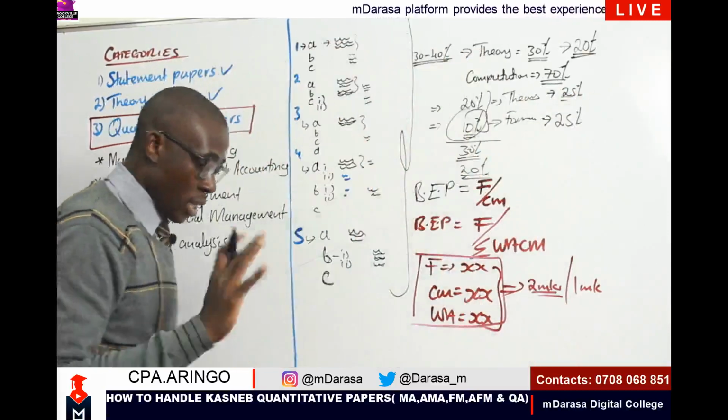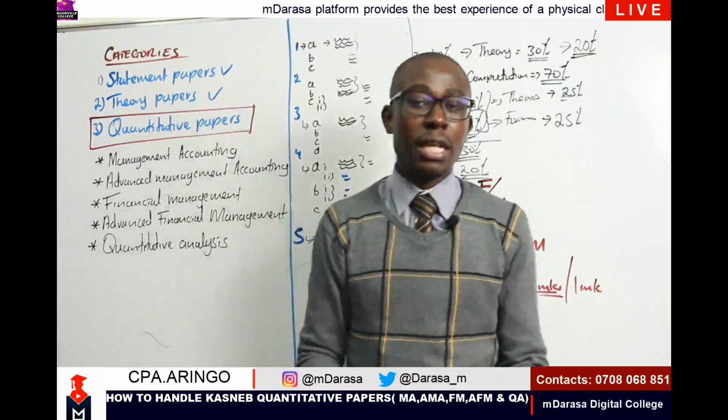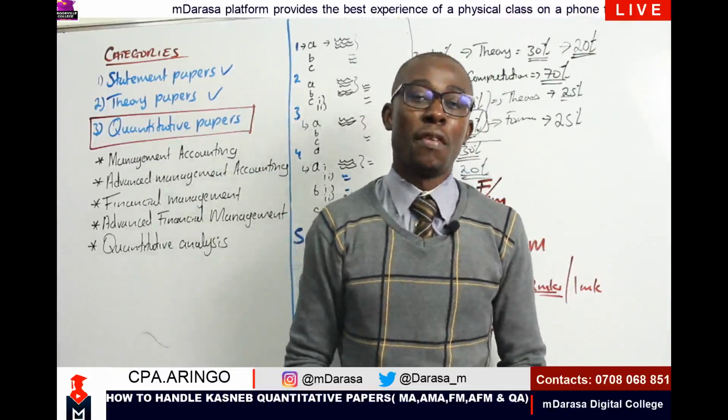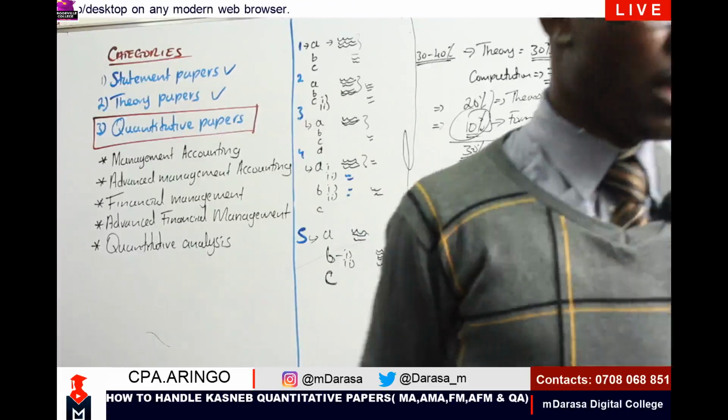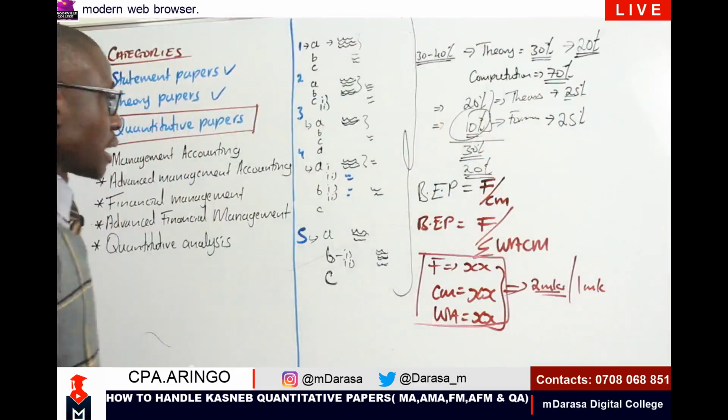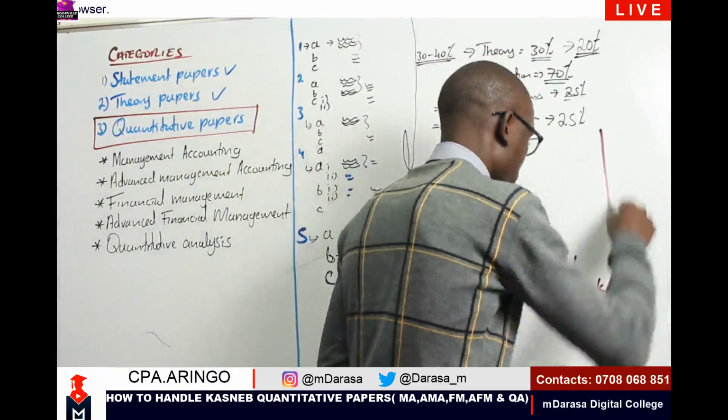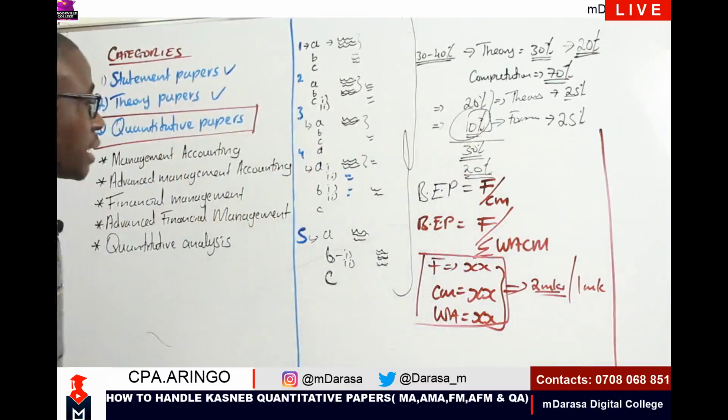You're doing all that. And even if you take your paper right now for your quantitative, take your AFM paper, take your FM paper, or even take your QA paper, you'll find that this equation has been set, and it will always apply like that. Trust you me. Take your paper.